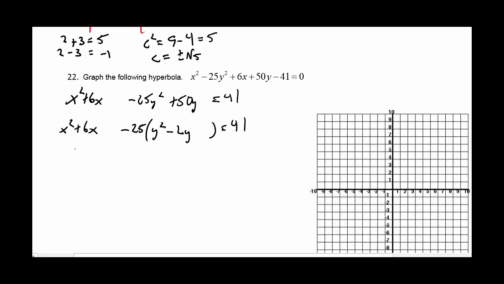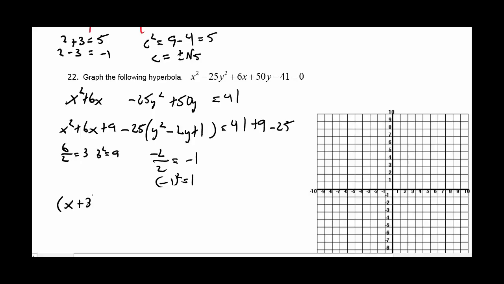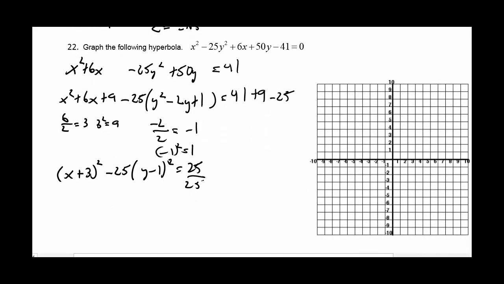Equals 41. Let's see, 6 over 2 is 3, 3 squared is 9, so I'm going to add 9 to both sides. Then negative 25 over 2 is negative 1, negative 1 squared is 1, so I'm going to add 1. Even though I added 1, I really subtracted 25, so I have to subtract 25 from both sides, which gives us, in factored form, (x + 3) squared minus 25 times (y - 1) squared equals 25. And then I want to divide everybody by 25.